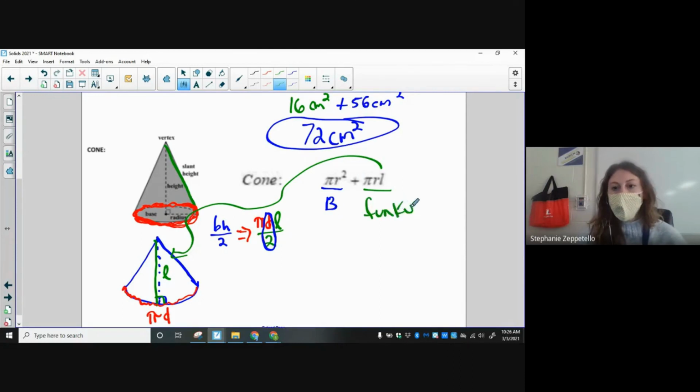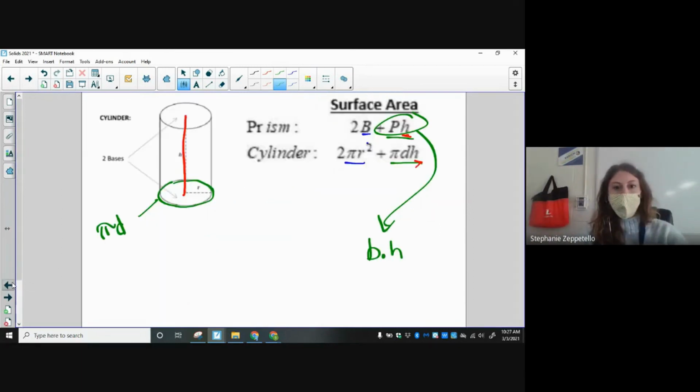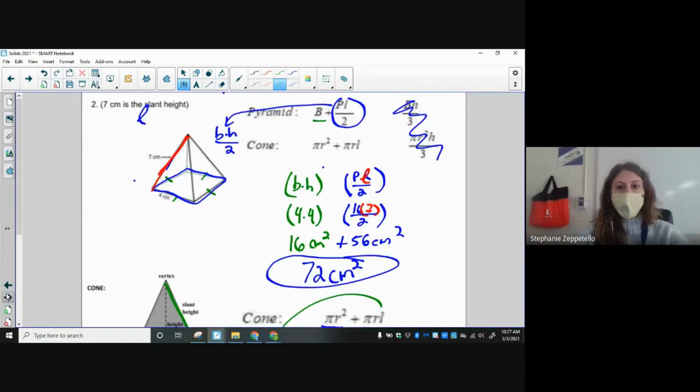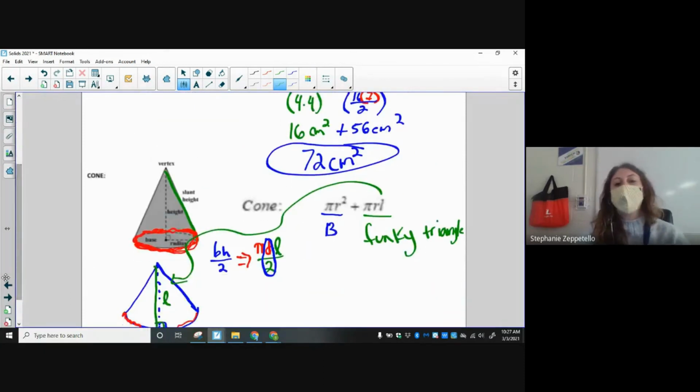Funky triangle. So that is how all of those formulas for prism and cylinder are really the same thing. So I think of it as the formula for a 2-base solid, right? 2 bases, and then it's based off a rectangle, versus a 1-base solid. 1 base, and this is based off of the area of a triangle. It's just that for a cone and cylinder, you have to consider how circles are very involved with the formulas.